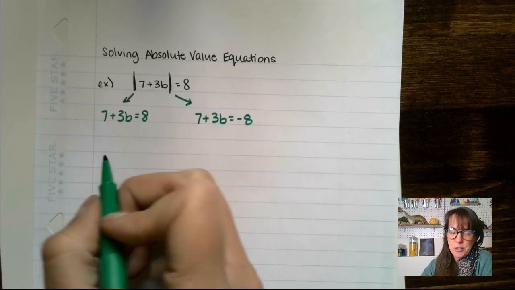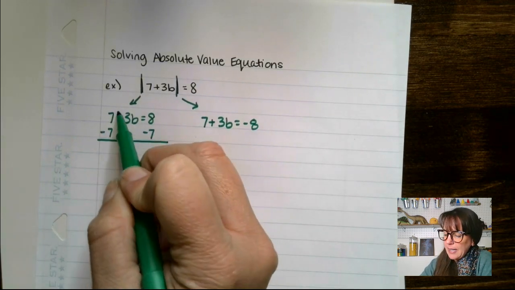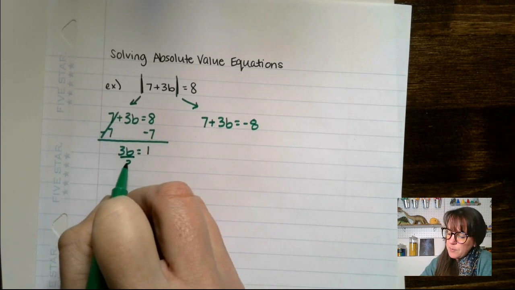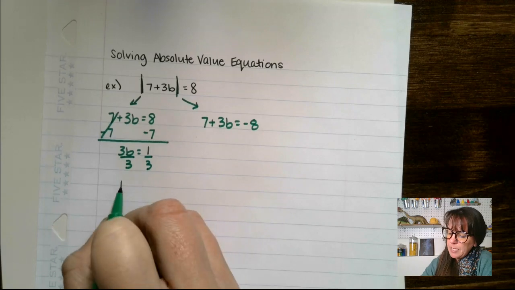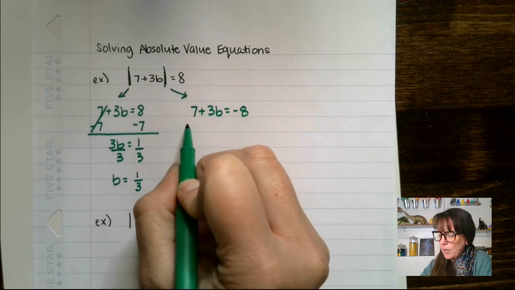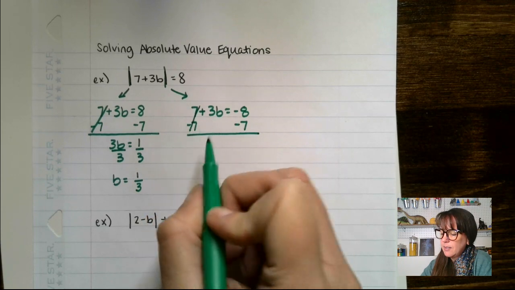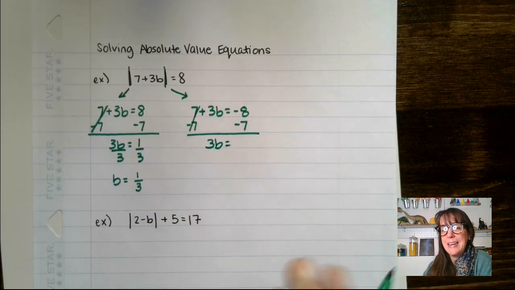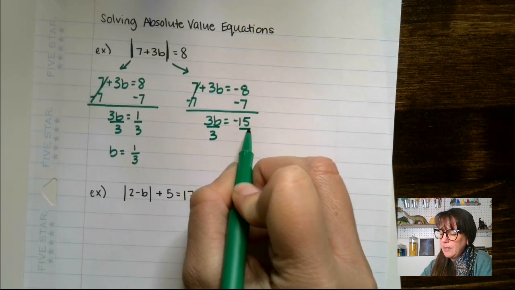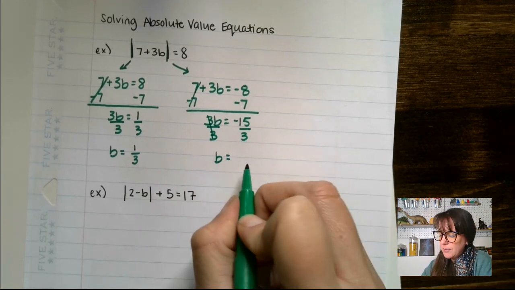Now we got to solve those equations. Negative 7, so I'm going to subtract 7 from both sides. That gives me 3b equals 1. Divide both sides by 3, and I get b equals 1/3. Okay, on this side, let's go ahead and subtract 7 from both sides, and we get 3b equals negative 8, and negative 7 is going to give me negative 15. Divide both sides by 3, and we get b equals negative divided by a positive is a negative.